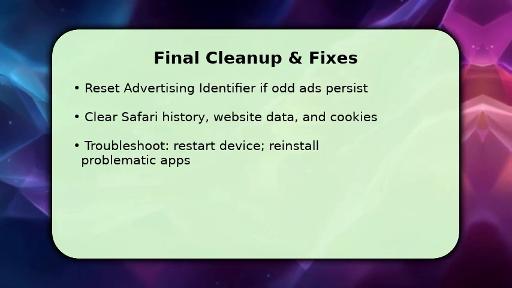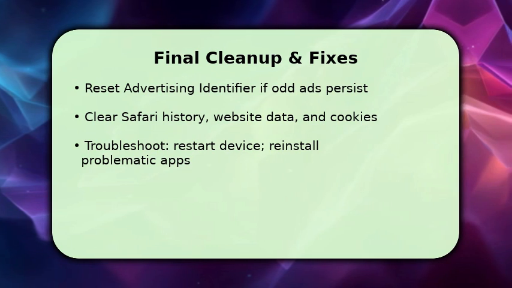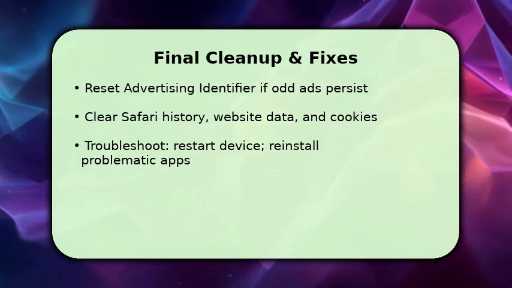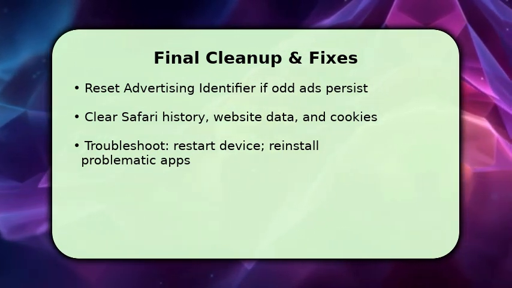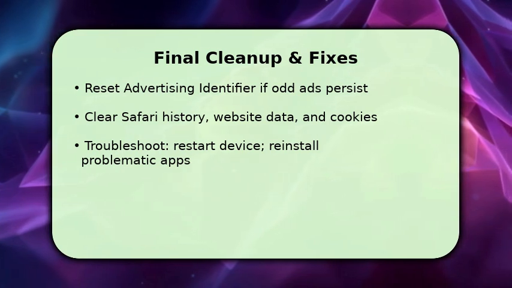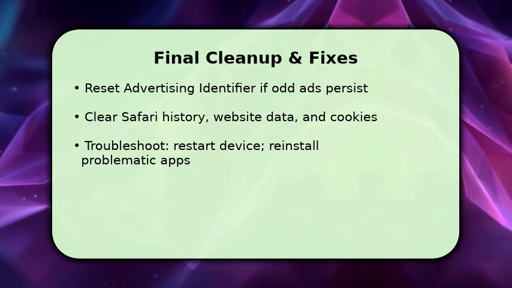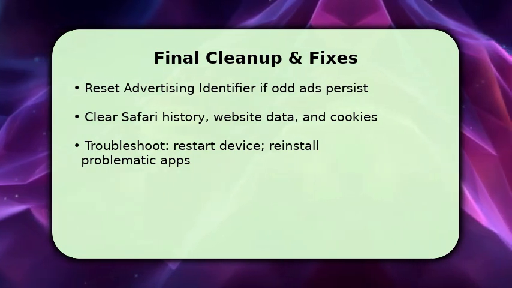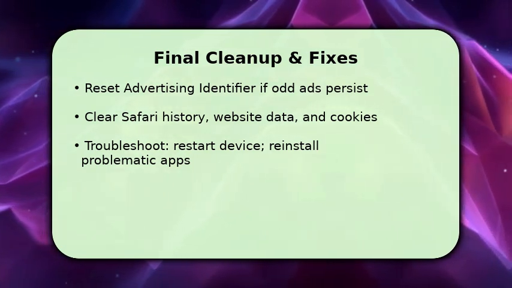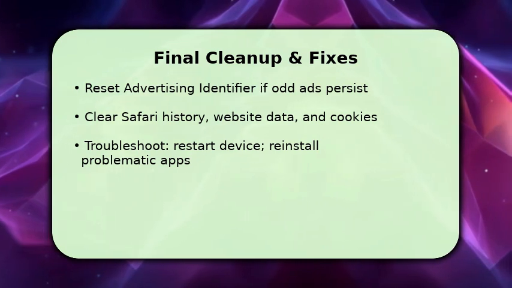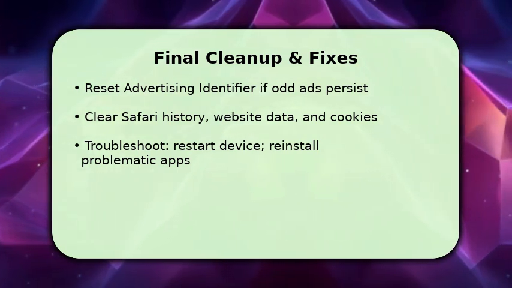Once done, review Background App Refresh and disable it for sensitive apps to limit background data collection. If you still see suspicious tracking, restart your iPhone and, if needed, reinstall the app after denying tracking permissions. This often clears cached identifiers. If problems persist, check VPN or profiles that might bypass privacy settings.